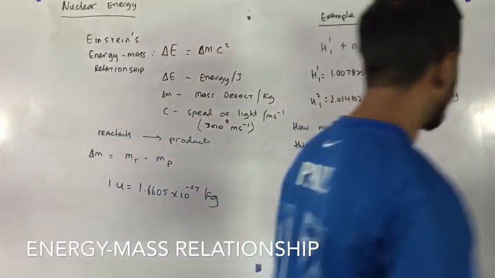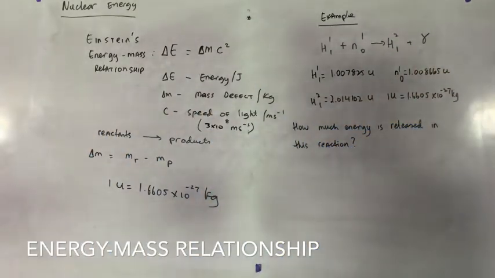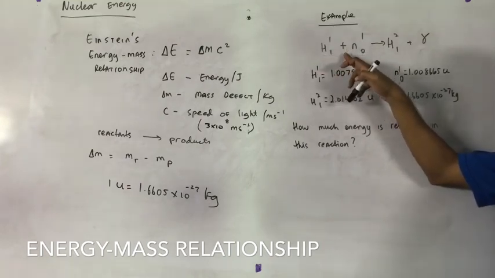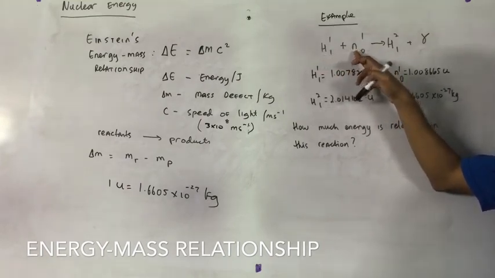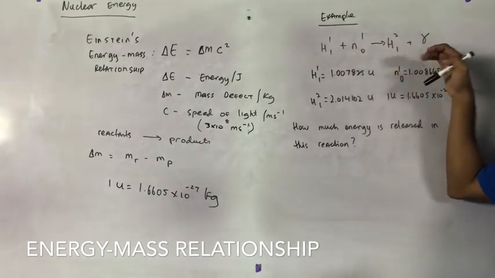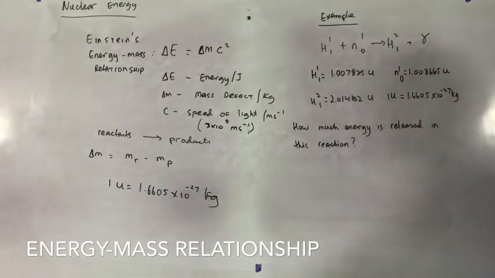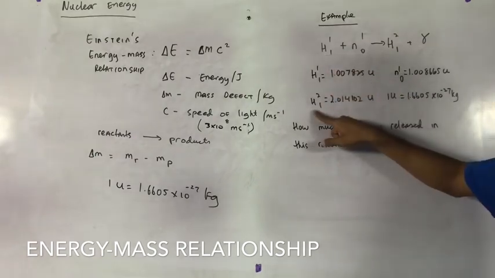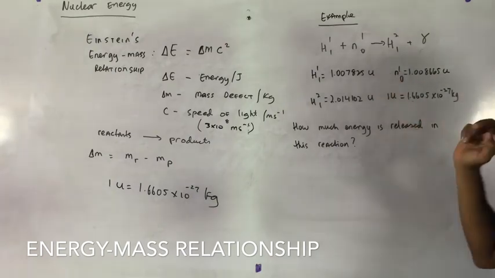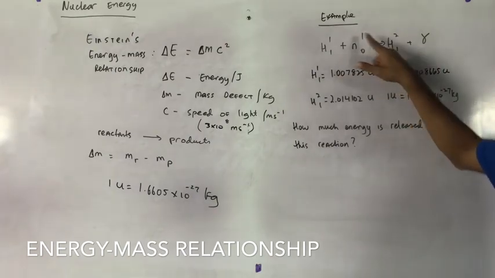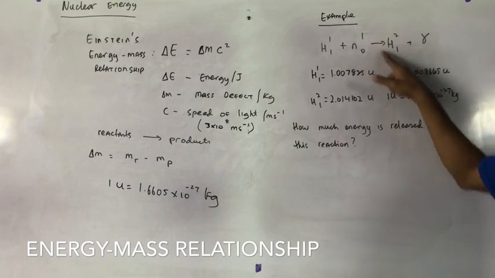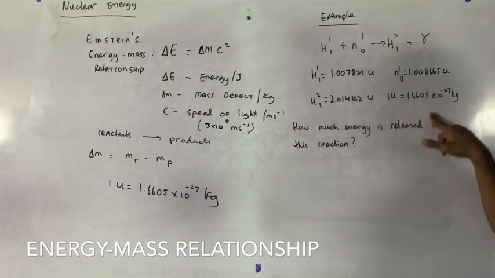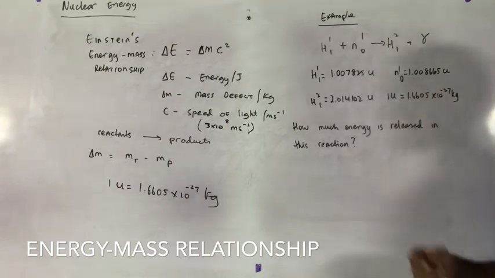Let's take a look at this example here. This reaction is a hydrogen atom reacting with a neutron. Hydrogen with a neutron gives you this atom plus gamma radiation. So these are the masses in atomic mass units of the hydrogen, of the isotope of hydrogen. And now what's an isotope? Same atomic number but different mass number. So this is an isotope of hydrogen, a neutron, and this is the conversion. And the question is, how much energy is released in this reaction?